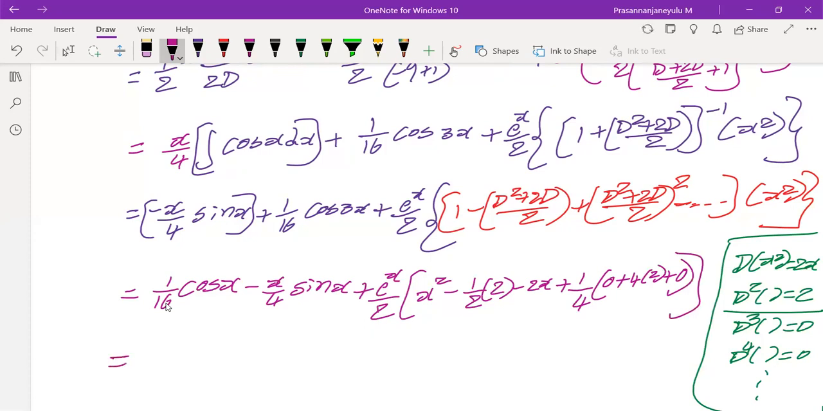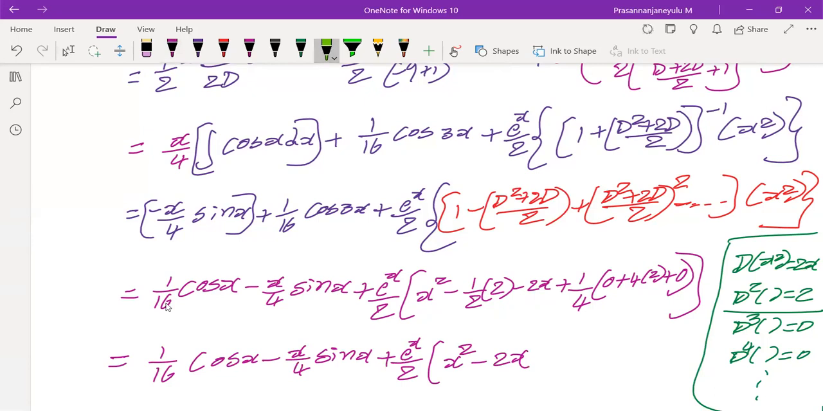So finally 1 by 16 into cos 3x minus x by 4 into sin x plus e power x by 2 into, so the highest power of x is x square, next is 2x. Now here 2 gets cancelled, then we'll get minus 1 plus 2 becomes plus 1. So this is our yp.